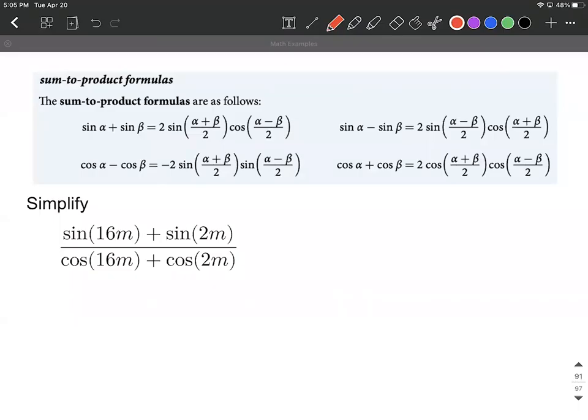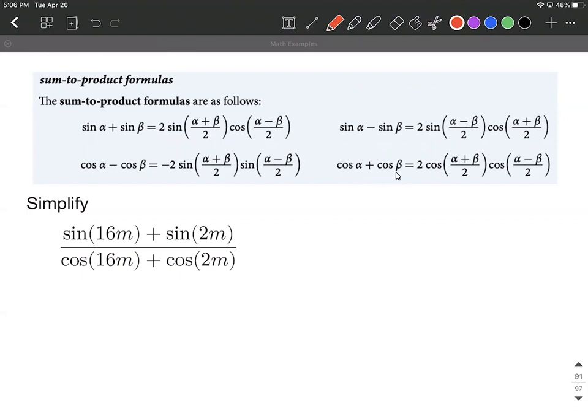All right, let's simplify down a rational trigonometric expression using our sum to product formulas. So on this expression, what I notice is we have a sum of two sines in our numerator. That's pointing us towards this formula on the top left. In the denominator, we have cosine plus another cosine. That's pointing us towards this formula on the bottom right.